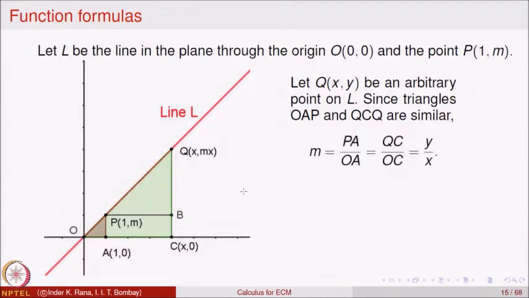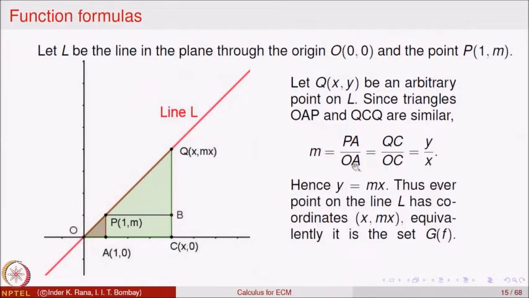So, these two triangles, claim is that these two triangles are similar because this angle is common to them, and this angle is 90, this angle is 90. So, these two triangles are similar. Since these two triangles are similar, the sides must be in the proportion. So, that means if I look at the ratio PA by AO, that ratio is m. So, that must be equal to the ratio QC divided by CO, and that ratio is y by x, because q has coordinates x y. So, from this we get that y must be equal to mx.